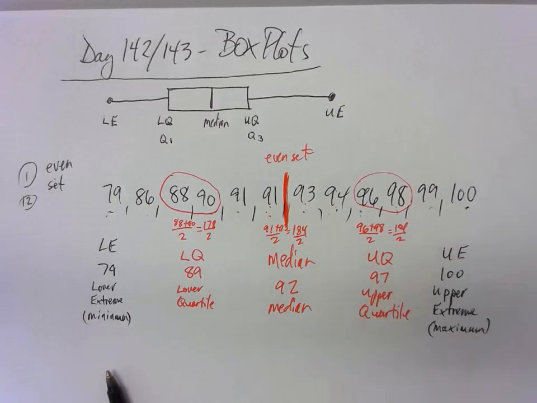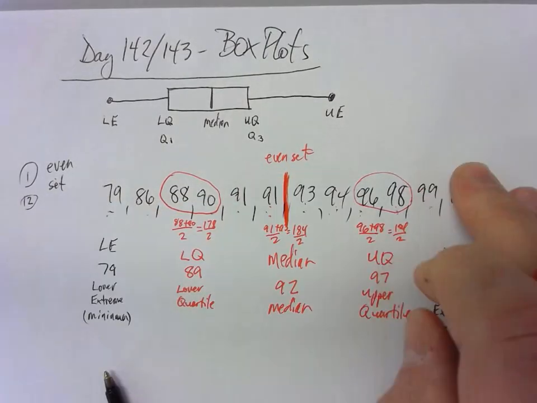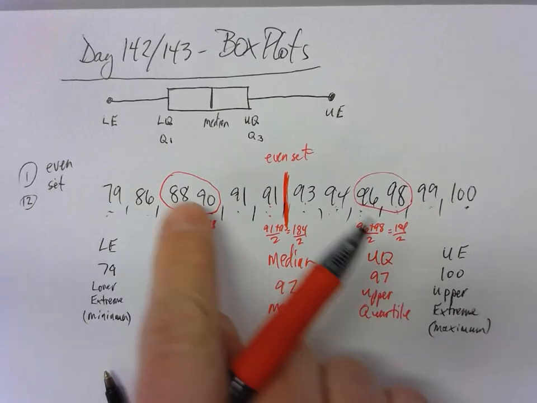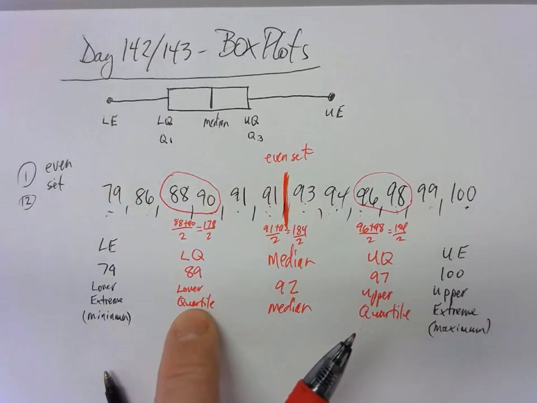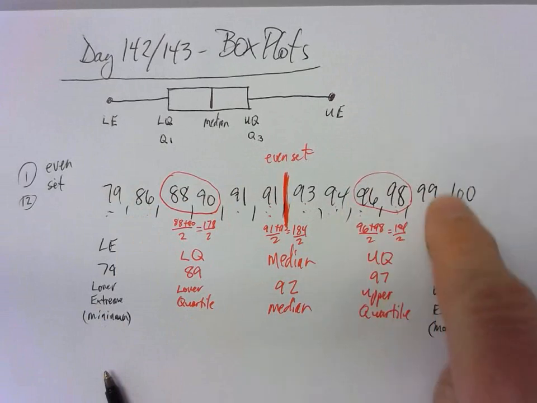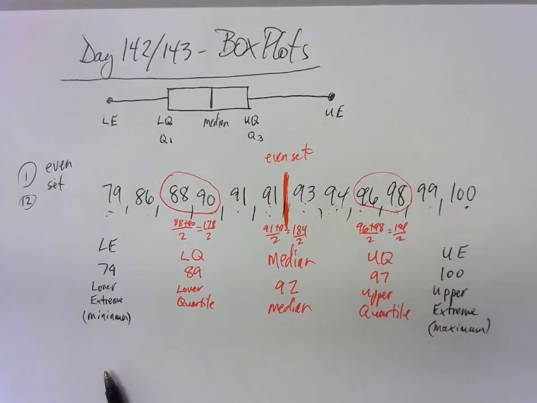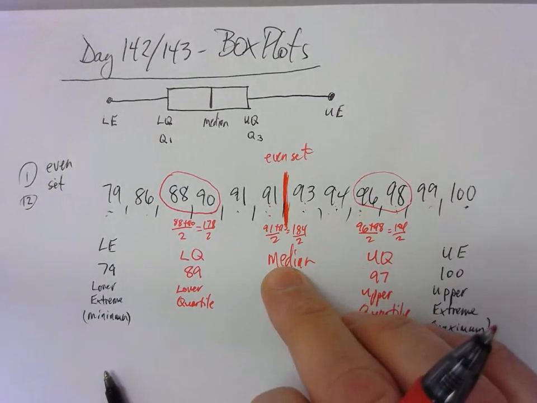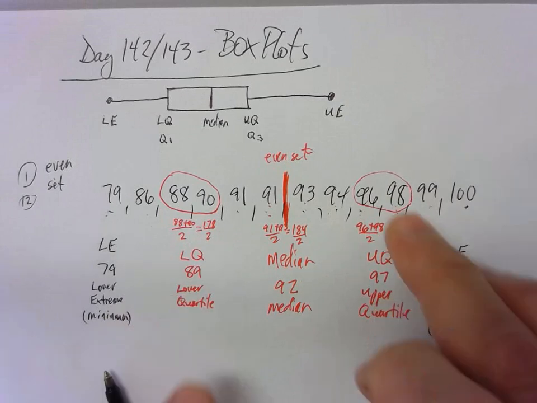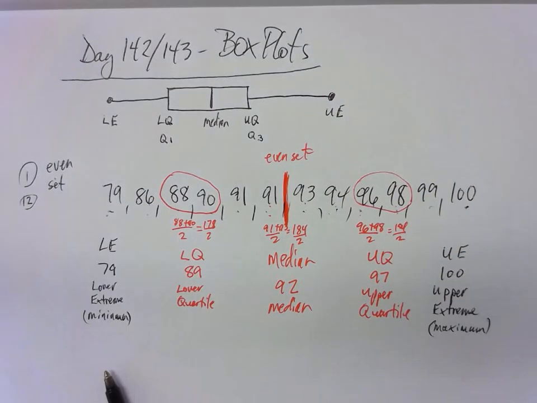So what you're really doing is median 3 times, and that's why I put it in red. You do the median for the whole thing, which we got 92. Then you do the median for the lower set of data, which gives you the lower quartile. Then you do the median of the upper part of the data, and that gives you the upper quartile. Alright, so now we've got the extremes, the median, and the quartiles, which of course are the median of each little set of data that we cut it into.